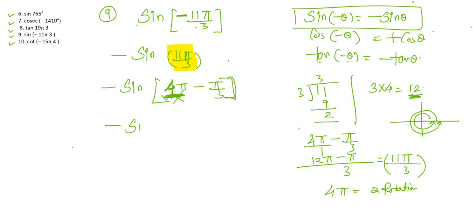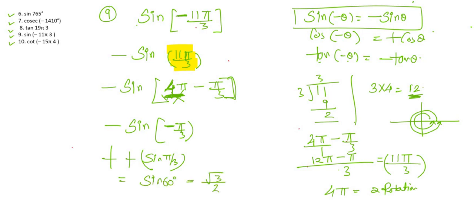So this will be sine of minus pi by 3. Okay. And what about the minus? Minus will come in front. So minus of minus sine pi by 3. Minus minus will become plus. And what is sine pi by 3? It is sine 60, which is nothing but root 3 by 2. So this is my answer. Fine. Let's do the next one.